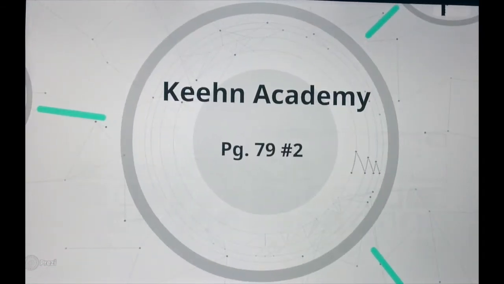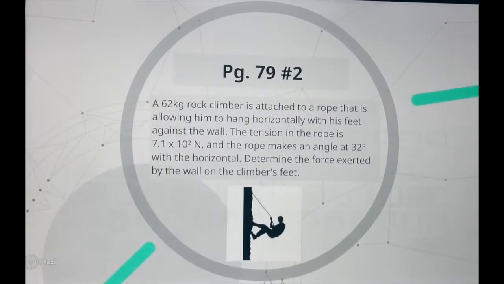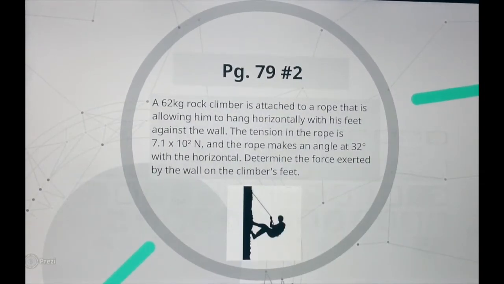Today we'll be solving question number 2 on page 79 in the textbook. A 62 kilogram rock climber is attached to a rope that is allowing him to hang horizontally with his feet against the wall. The tension in the rope is 7.1 times 10 to the power of 2 newtons, and the rope makes an angle of 32 degrees with the horizontal. Determine the force exerted by the wall on the climber's feet.